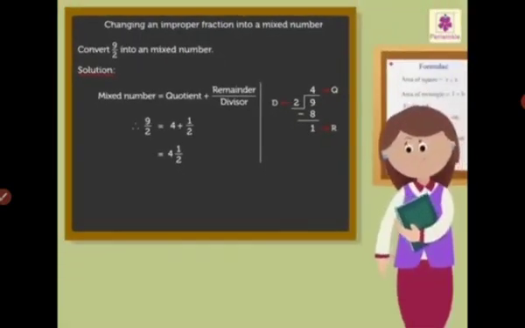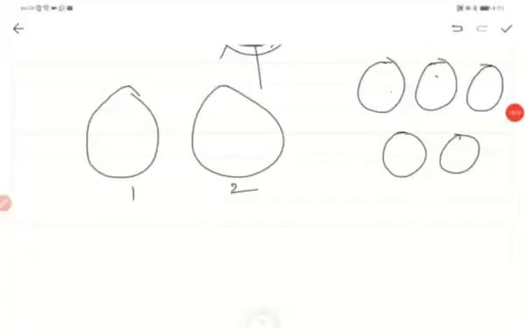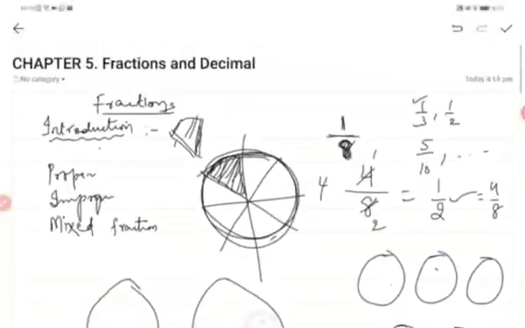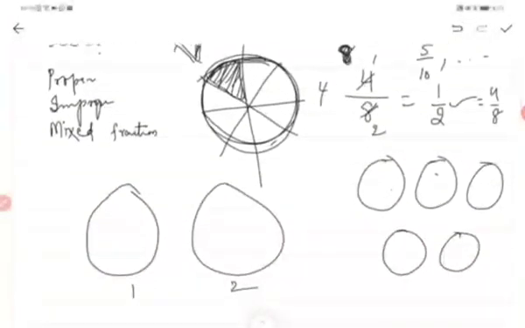Children, wasn't revising fractions fun? So I hope you enjoyed this video. It revised what fractions are, the types of fractions, and how to convert a mixed fraction into an improper fraction and an improper fraction into a mixed one. I think we will stop this video here. In the next video we will move on with the fraction topics in depth.